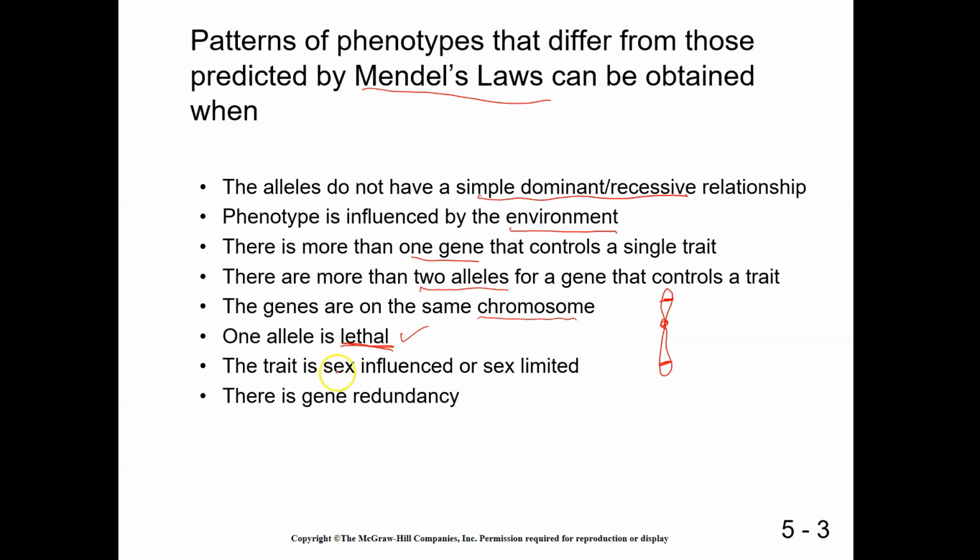The trait itself can be sex-influenced or sex-limited. Now, what is the difference? We're going to go into more detail there, but sex-influenced has to do with, say, for example, baldness in humans. The odds of becoming bald as a man are higher than the odds of becoming bald as a woman. However, you can get bald women. We're going to talk about how sex influences that trait. Sex-limited traits are traits that you should only see in either or. We're going to talk about plumage in birds for sex-limited traits. And then gene redundancy. Sometimes you just have more than one gene that does the same job.